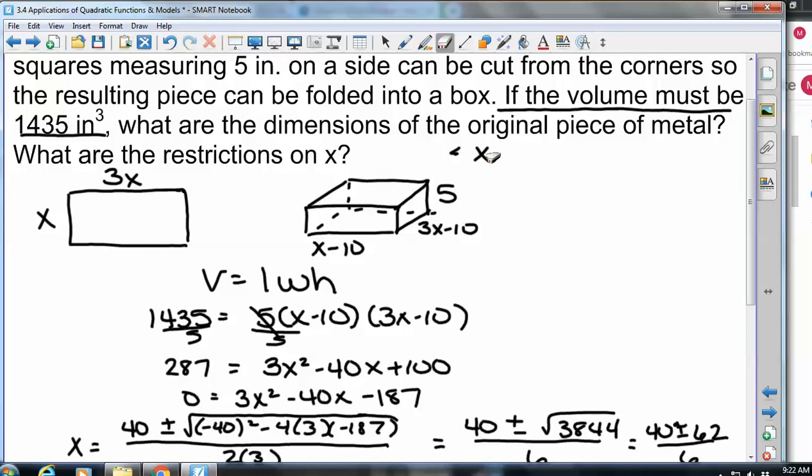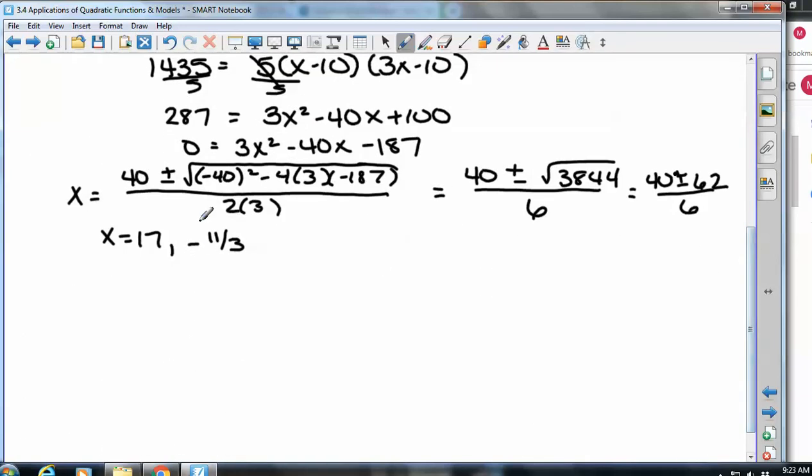Let's just say x is greater than 10. Is there any maximum on how big it can be? No, so we could just write x is greater than 10 there for our restriction. As long as it's bigger than 10, you'll be able to come in and cut your 5 off each end. But there was no actual cap on how big that metal could be.